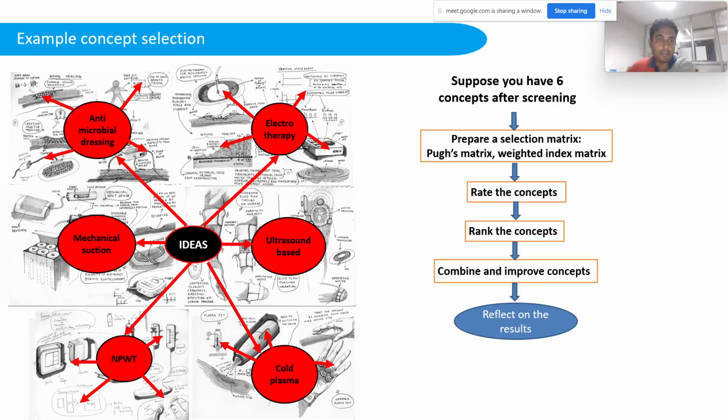Okay, so let me give an example. In the last class we discussed this particular project where we used brainstorming to generate ideas for a wound healing device. And as we discussed in the last class, we generated a lot of concepts in different domains, different solution spaces. So there were concepts which were based on antimicrobial dressing. So these are all for wound healing.